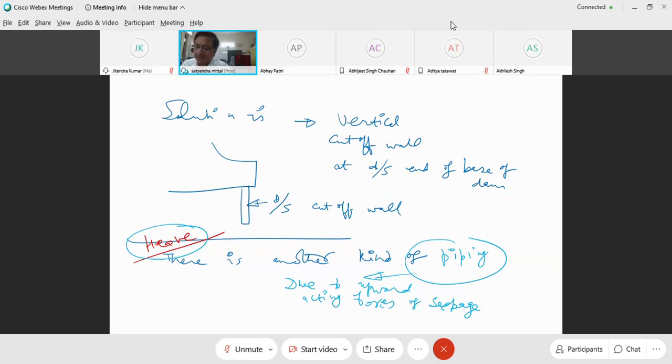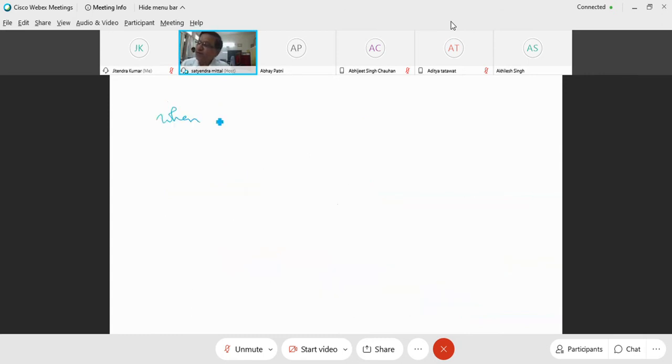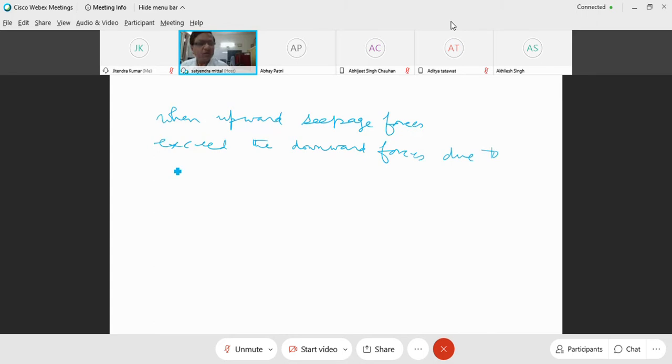So when upward seepage forces exceed the downward forces due to the submerged weight of soil, the heave occurs.